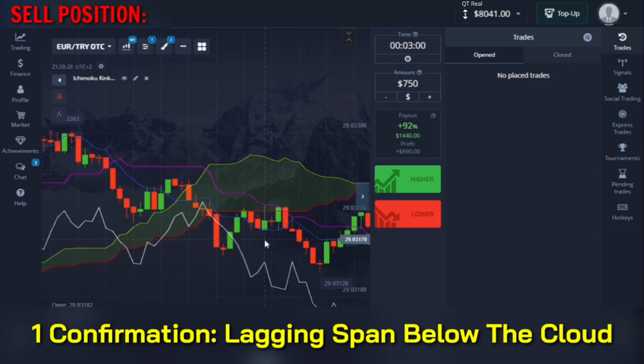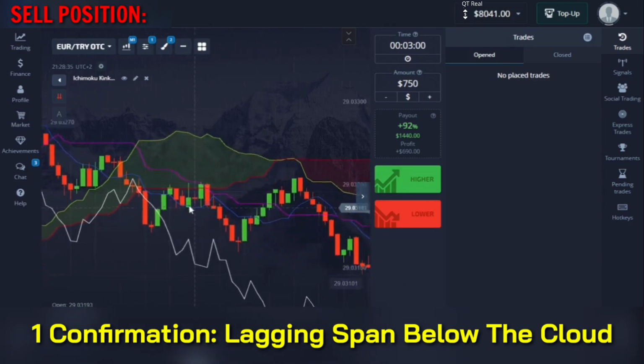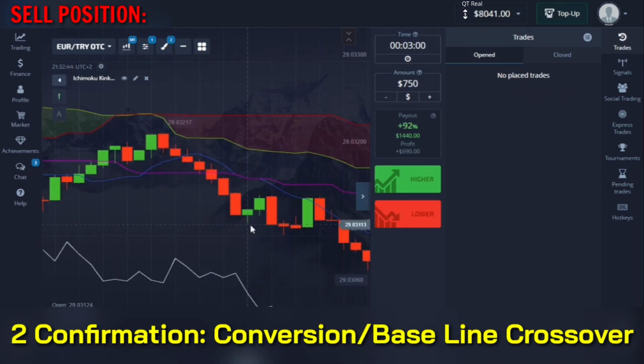Before we enter a sell position, we need to wait for our first confirmation provided by the lagging span. We need to see that the lagging span is below the cloud, which indicates a bearish trend. The second confirmation we need is a crossover between the conversion line and the baseline towards the downside, and it's very important that this crossover happens below the cloud.